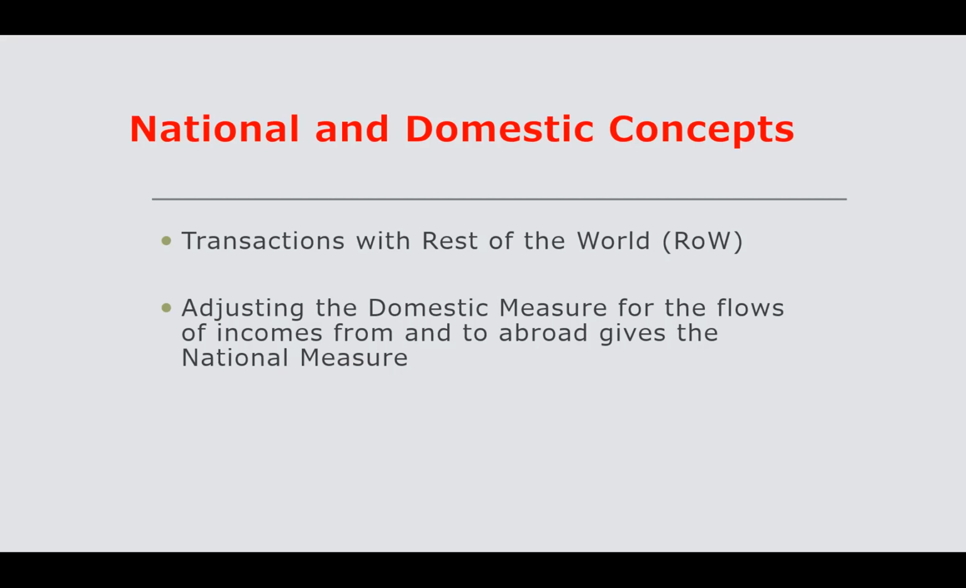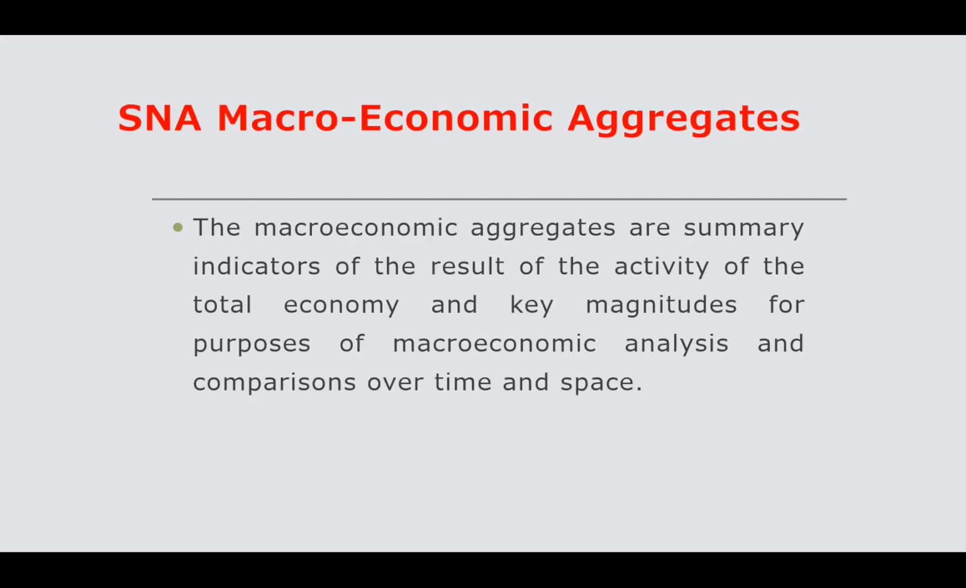This is the national and domestic concepts: the transactions with the rest of the world, and adjusting the domestic measure for the flows of incomes from and to abroad, gives the national measure. The macroeconomic aggregates are summary indicators of the result of the activity of the total economy and key magnitudes for the purposes of macroeconomic analysis and comparisons over time and space.